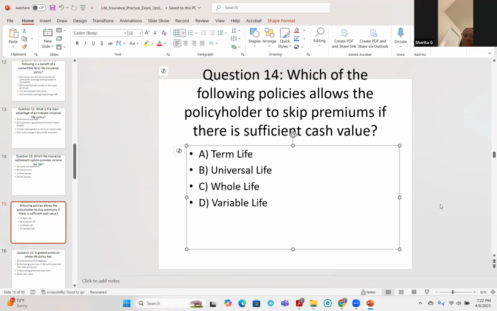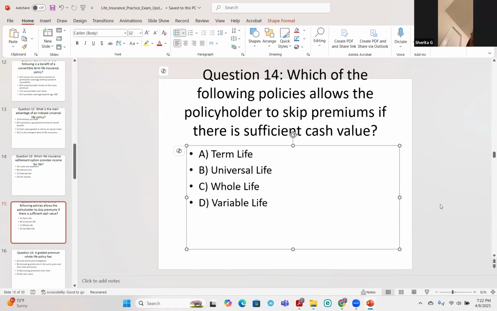When we understand that universal is always associated with flexible premium, what does flexible premium mean? You can increase, decrease, or skip. So when you read that question, it's basically the same thing. Flexible premium and skipping premiums mean the same thing. So that should have been B.